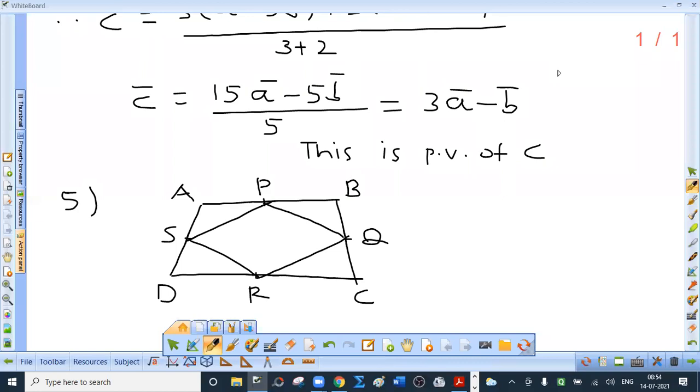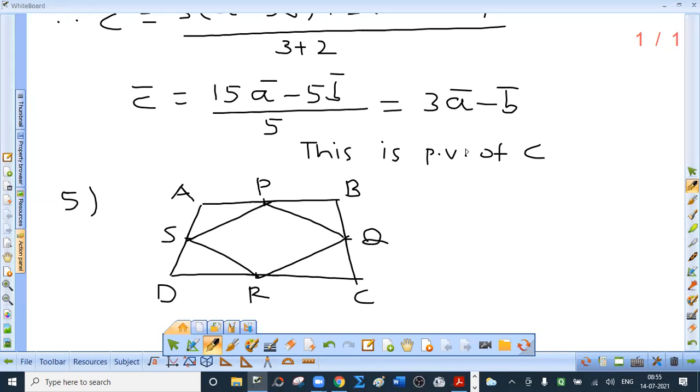Fifth one, prove that the line segments joining the midpoints of the adjacent sides of a quadrilateral form a parallelogram. See, the original quadrilateral need not be a parallelogram or rectangle or square, any quadrilateral. Right? Now, let ABCD be a quadrilateral.